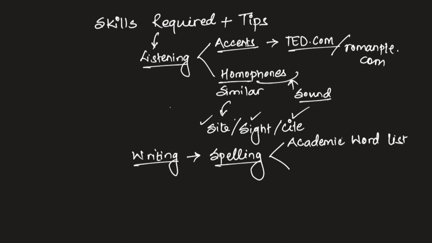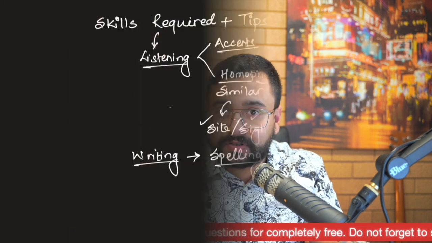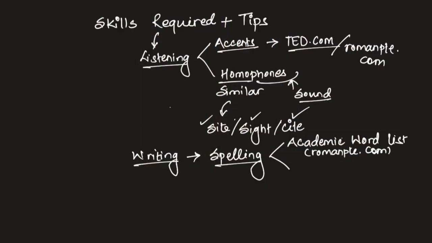But if you want to download the specific academic word list, then go to our website romanpt.com, from where you can download this. And if you can't find it, we have a live chat button on our website. Speak with one of us and we'll help you. This is very important for you to learn, because these words frequently appear in the test, and you must make sure that you know how to spell all the words in this list.